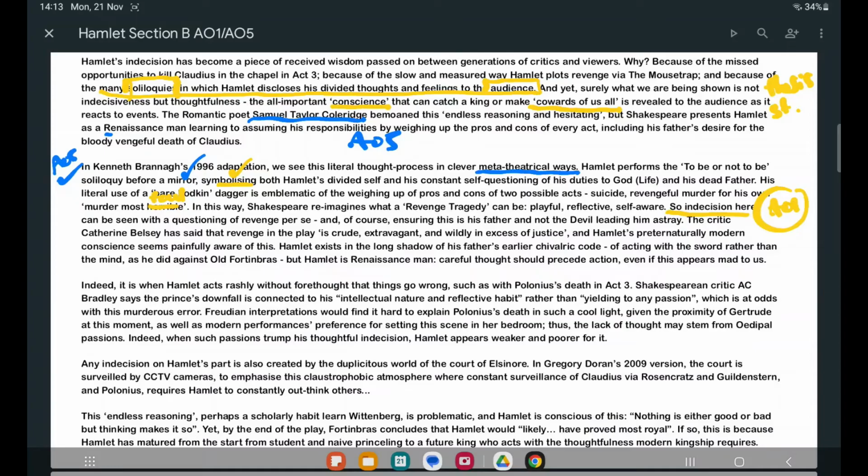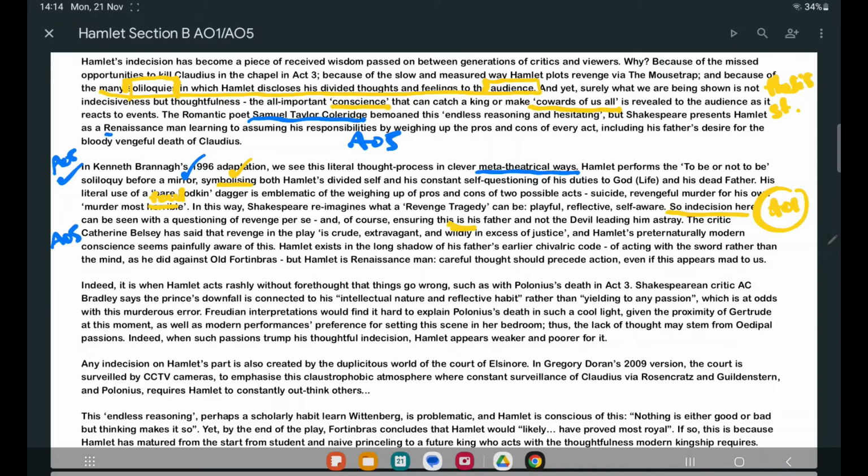So indecision here can be seen with a questioning of revenge per se, and of course ensuring that it is his father and not the devil leading him astray. You remember that, I think it's the end of Act 2, he becomes aware that this could be a trick. The critic Catherine Belsey has said that revenge in the play is crude, extravagant, and wildly in excess of justice. So there's another bit of AO5, another reference critic.